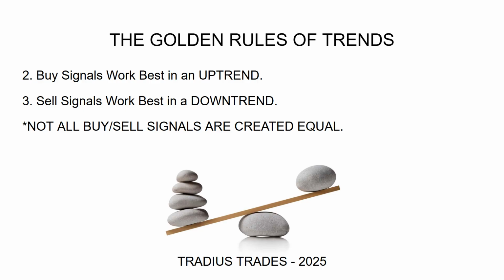So we're going to go into why buy signals work best in an uptrend and sell signals work best in a downtrend. Now, I just put in big caps lock here: not all buy and sell signals are created equal. So what does that mean?